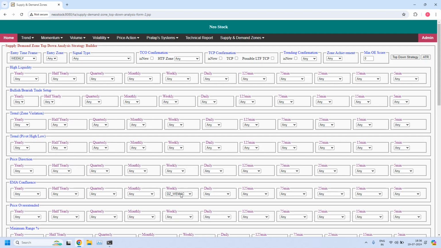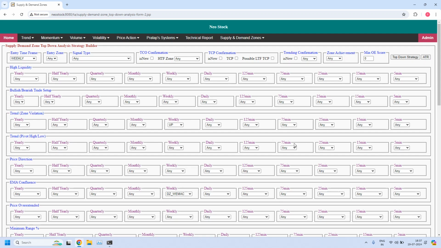But as you already learned in our EMA related training lesson, EMA confluence is applicable only in the trending market, not in the sideways market. That is the reason why we will make sure of the trend. We have 2 types of trends. First we will give priority to zone violation. If the list is big, we will also add a swing high-low related trend, that is pivot high-low trend, higher highs, higher lows, or lower highs, lower lows. You already learned. So in trend zone violation in weekly time frame, I am selecting uptrend because demand zone EMA confluence is valid for uptrend.